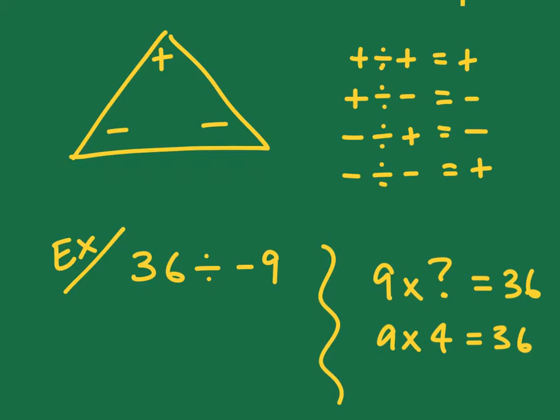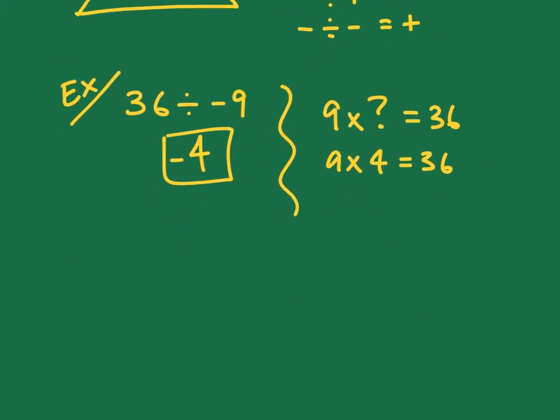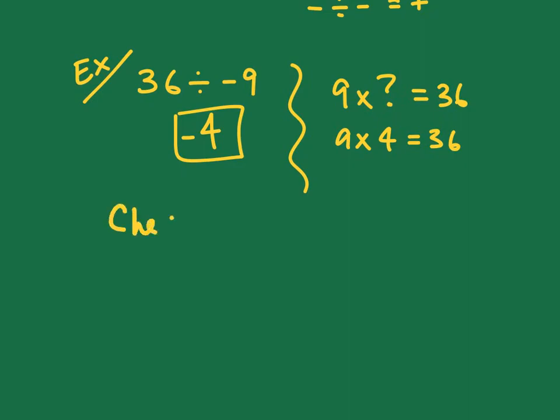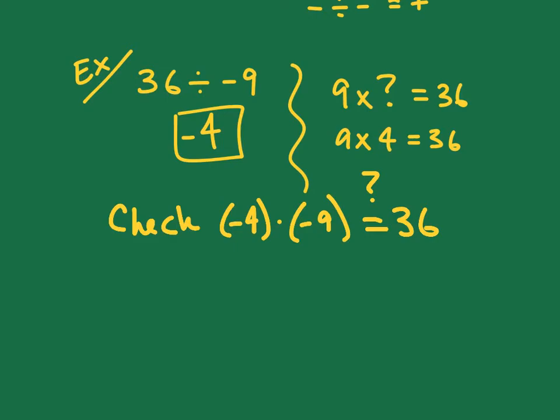Knowing this, 36 divided by negative 9 is going to give me negative 4, okay? And we could always check, all right? You can check by remultiplying. If I do negative 4 times negative 9, does that give me 36, okay? And so a negative times a negative gives you a positive, so we're good there. 4 times 9 gives you 36, so 36 equals 36. That's true. Therefore, we have done our division correctly, okay?